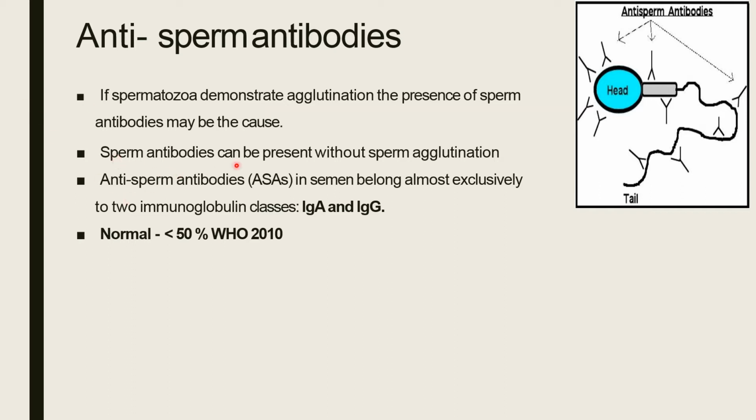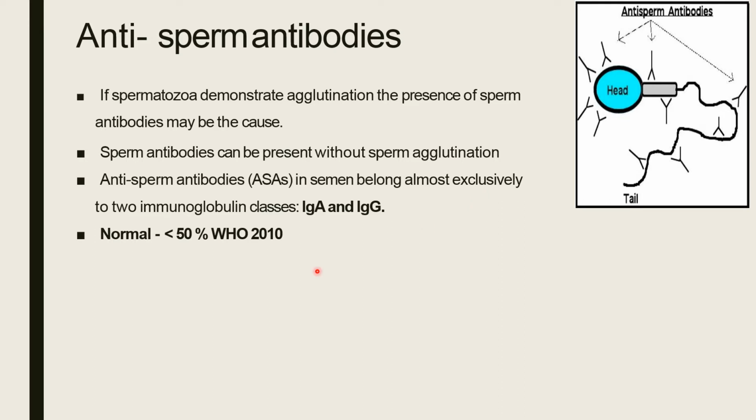There could be sperm antibodies without sperm agglutination. They are only lining the heads of the sperm, or the tail, or the neck of the sperm. Or they could be in agglutination. Agglutination means the sperm get trapped, more than one sperm attached to single antibodies.